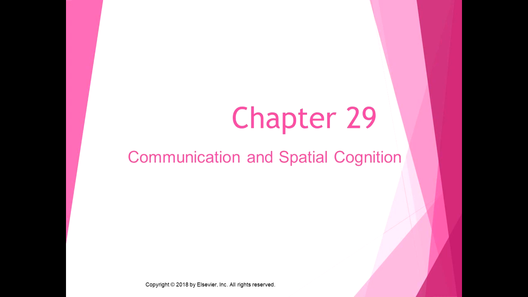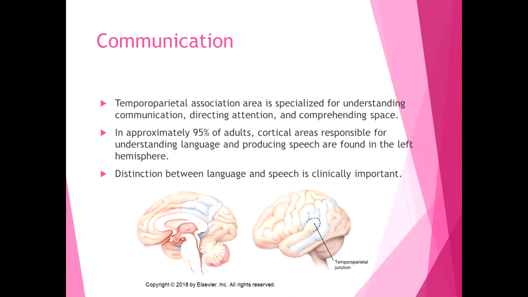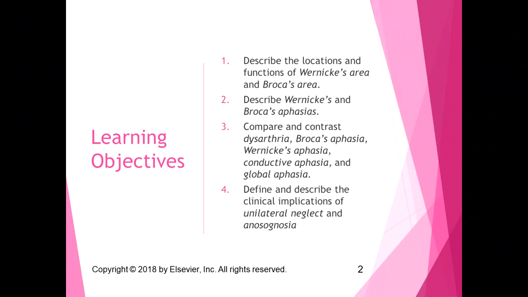So in the last part of, this is the last lecture of the quarter, we're going to talk about spatial cognition, which is closely related to communication. So basically we're going to talk about unilateral neglect and anosognosia.